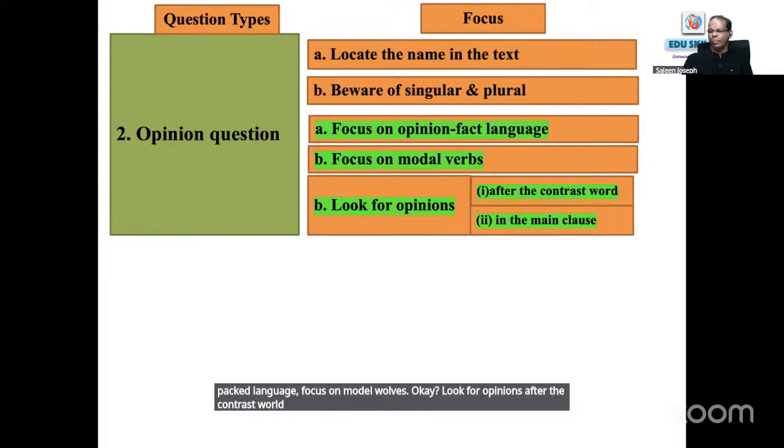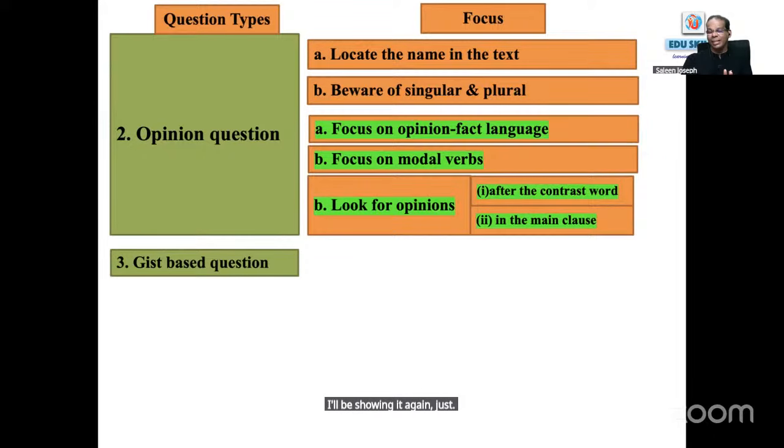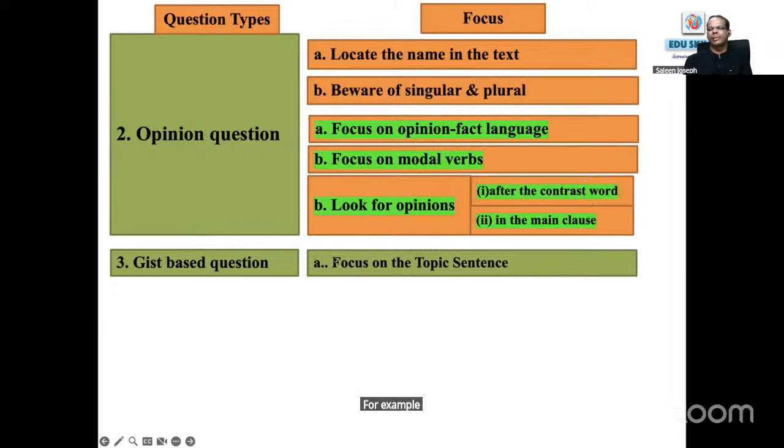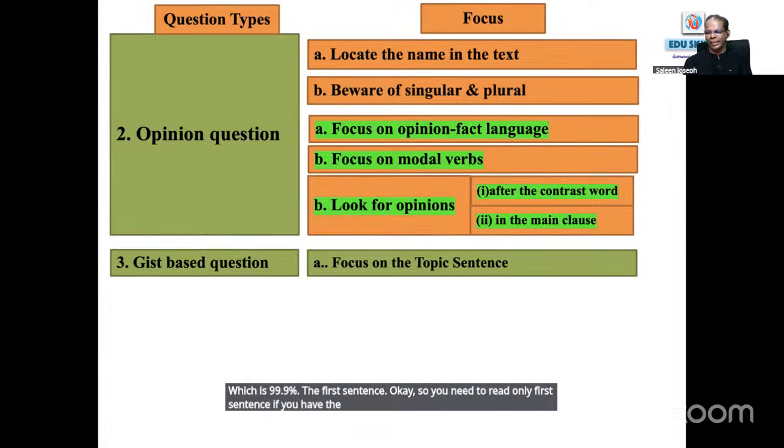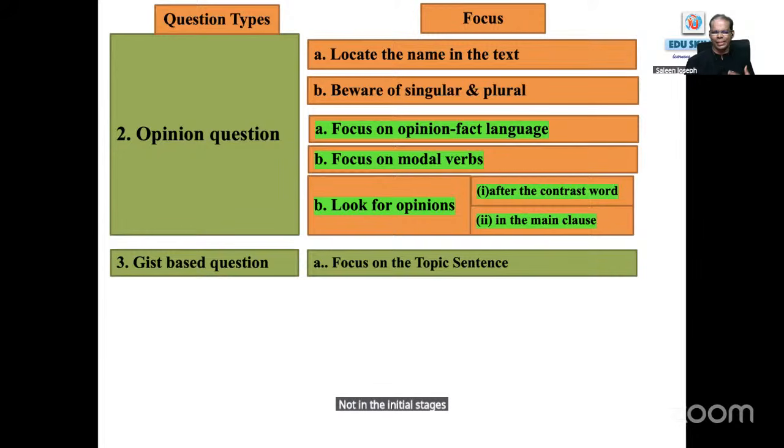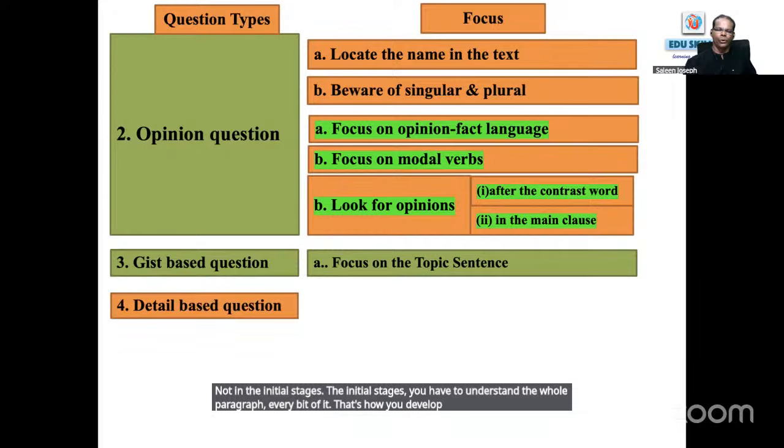And if there is a complex sentence, look in the main clause. I'll be showing it again, just typically each one I'll be explaining. Now, just to give you an idea, there are types of questions and you have to focus on certain areas. For example, for a gist-based question, focus on the topic sentence, which is 99.9% the first sentence. So you need to read only the first sentence if you have the competency, not in the initial stages. In the initial stages, you have to understand the whole paragraph, every bit of it. That's how you develop your competency.